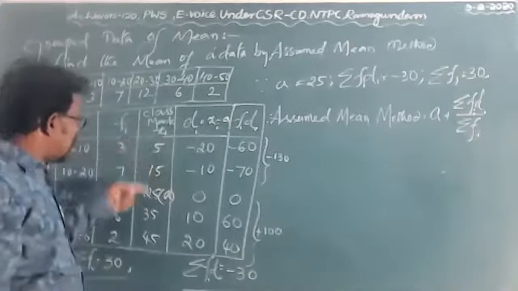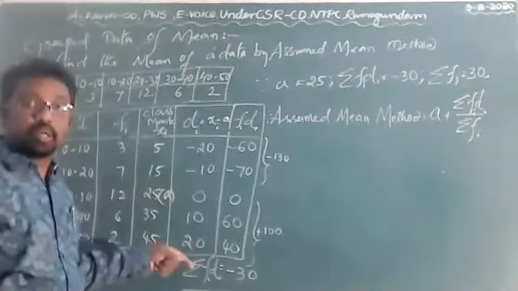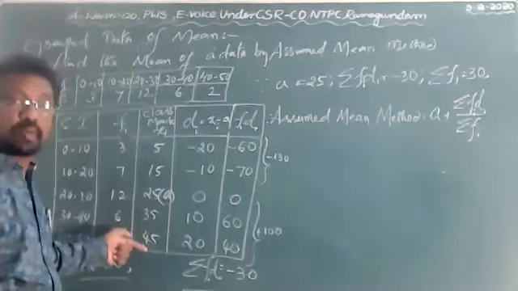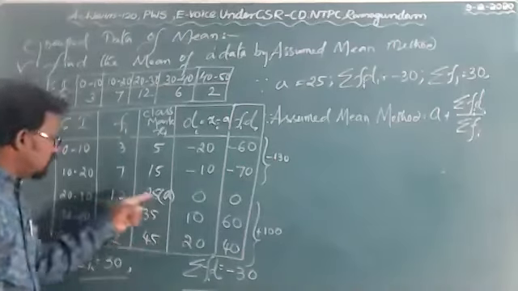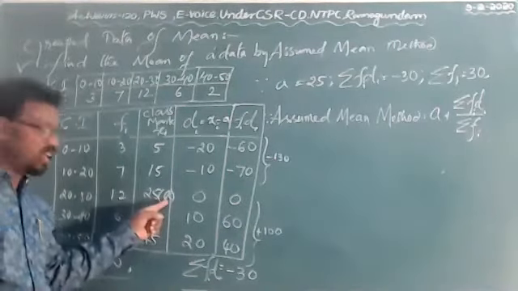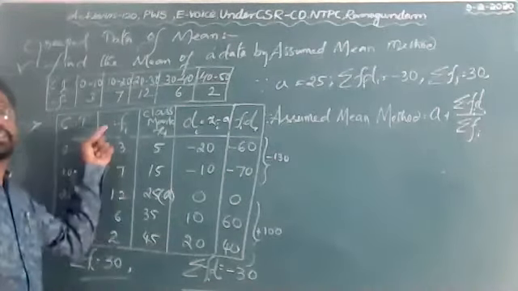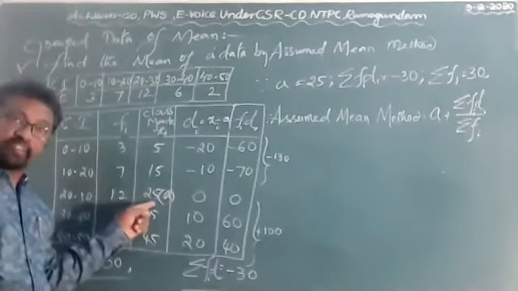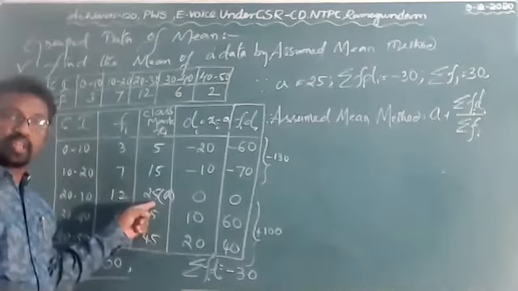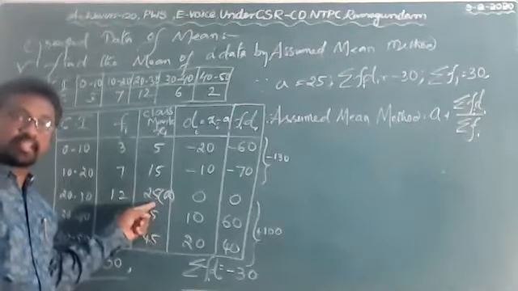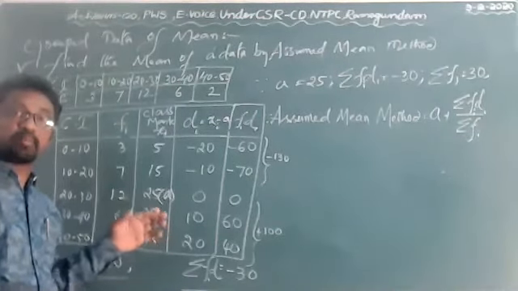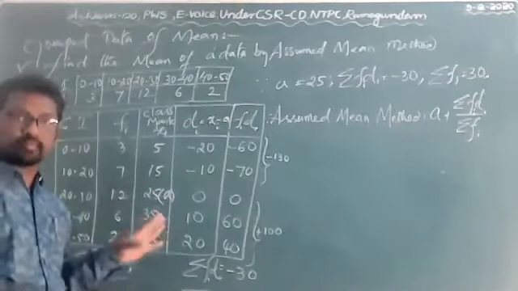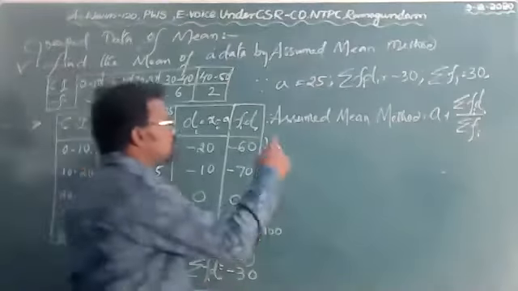X is nothing but class mark, A is nothing but assumed mean. Assumed mean you can take anywhere in class mark, but I take 25, because 12 is the maximum frequency. If you take the straight row in a class mark as assumed mean, the calculation part will be reduced and very easy. That's it. Now, come on, substitute here.